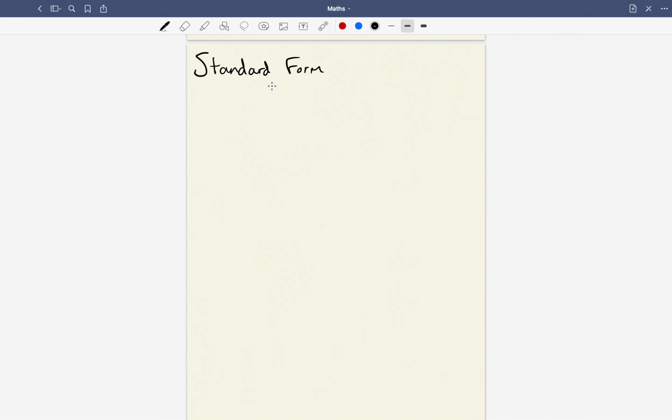Today we'll be looking at standard form, which is something that crops up every so often in GCSE maths. It is something that you do need to know and be aware of though. So standard form is when something is written in the form a times 10 to the power of n, where n is an integer, a is an integer.